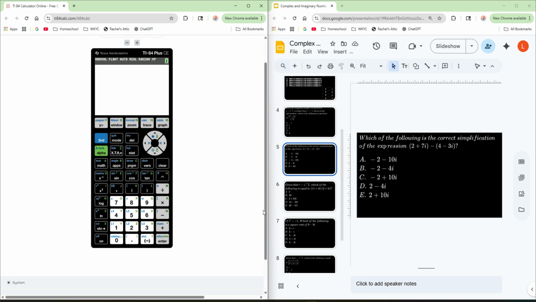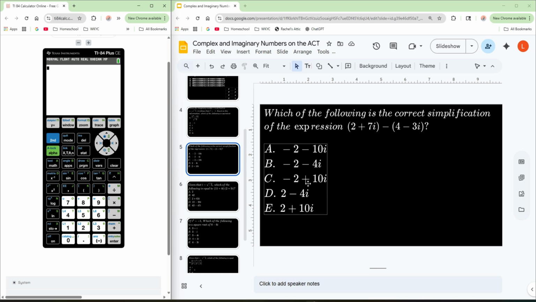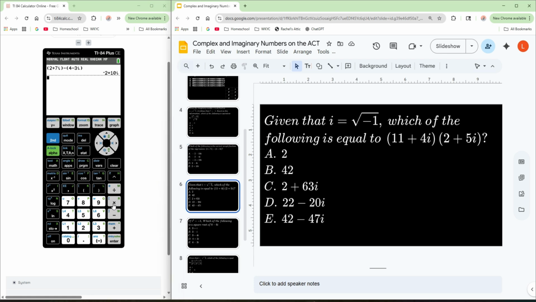Now let's take a look at how to use this with a calculator. I'll be honest, this is the only way I know how to use this with a calculator. But all we have to do is just plug all this stuff in. And how do we do that? Well, we just do 2 plus 7, and then we do i, which is second, and then the decimal, and that's all there is to it. Minus 4 minus 3i, close parentheses, and what do you know? Negative 2 plus 10i. We can even look at this FOIL question we did earlier, which says 11 plus 4i.